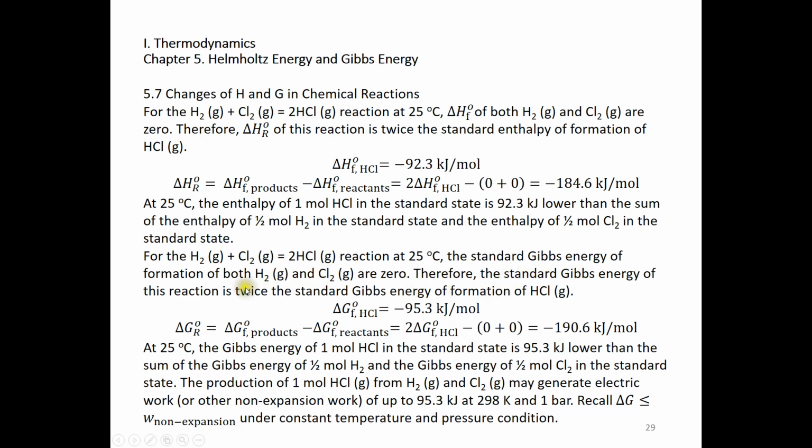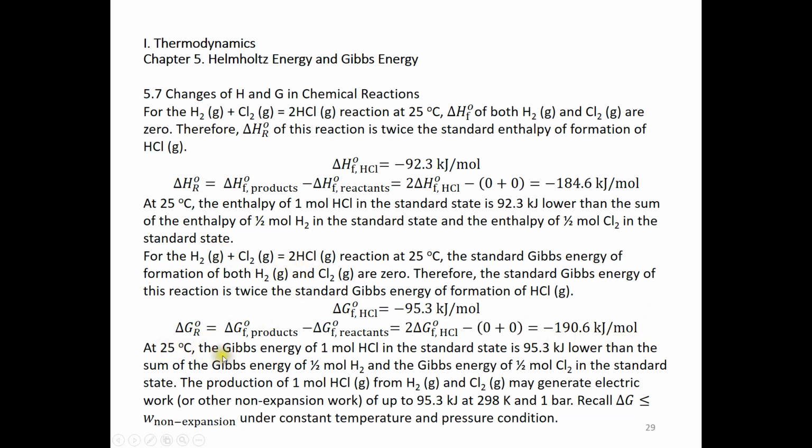Now the standard Gibbs energy of this reaction is just twice the standard Gibbs energy of formation of HCl. We look up this value, it's negative 95.3 kilojoule per mole. Given this number, we can compute the standard Gibbs energy of reaction. For this reaction, we'll just do the calculation. We get negative 190.6 kilojoule per mole. This is the standard Gibbs energy of reaction.